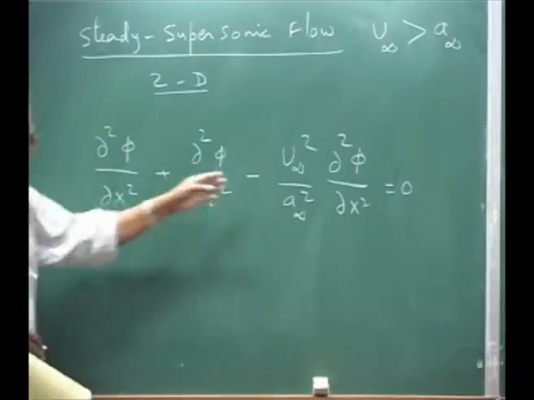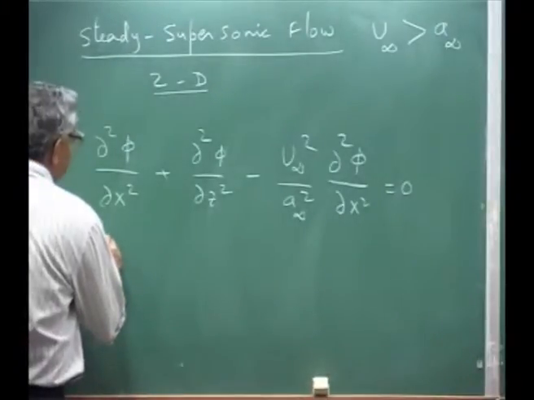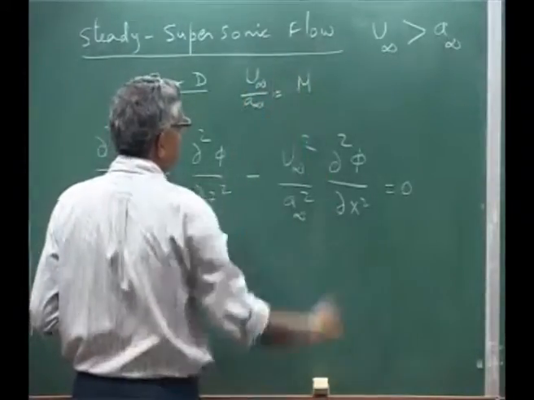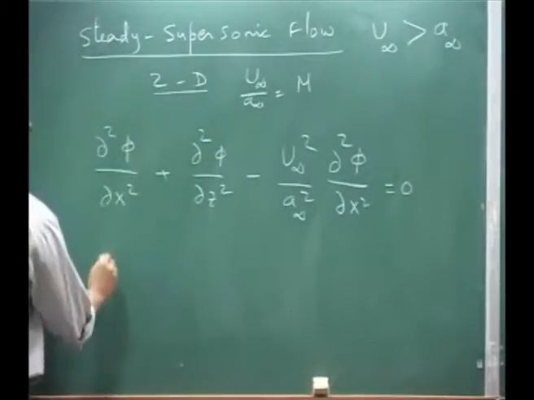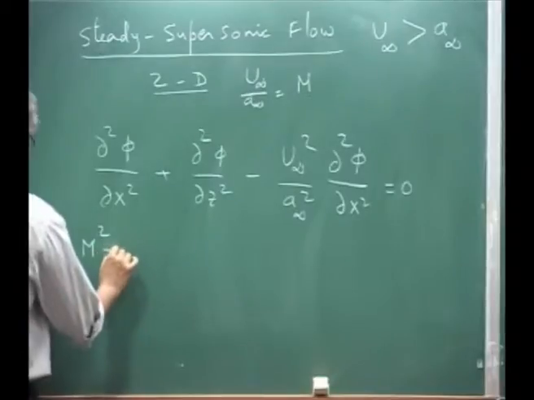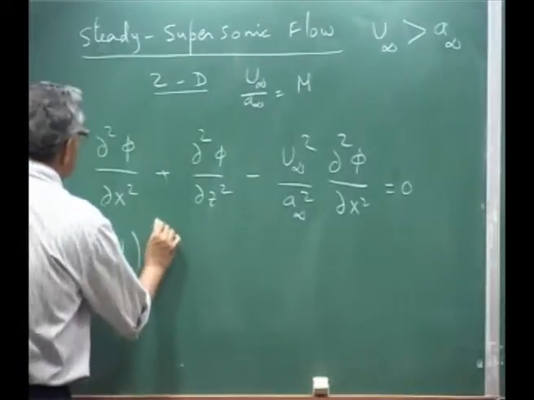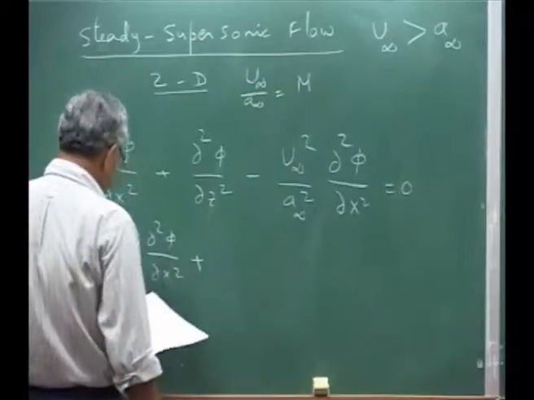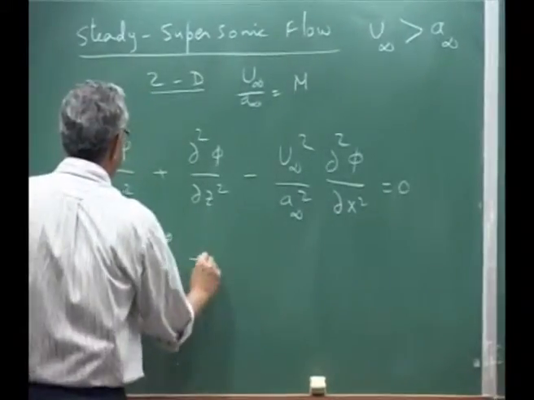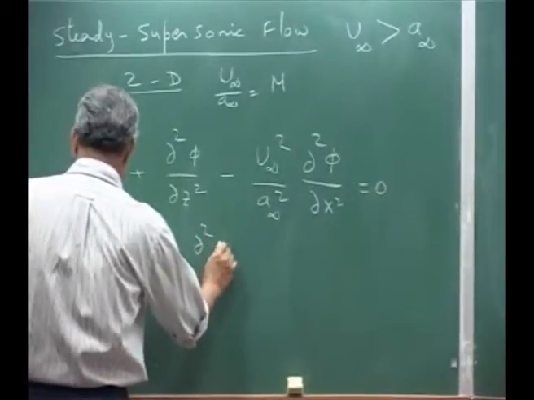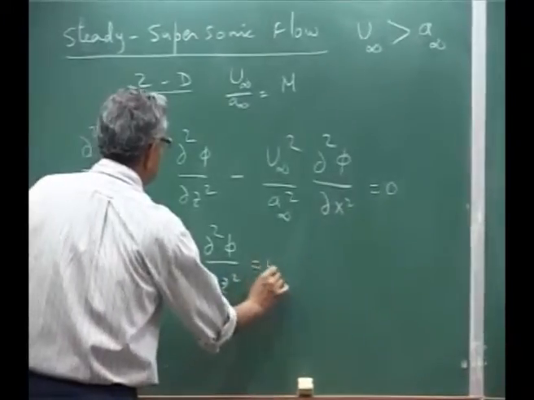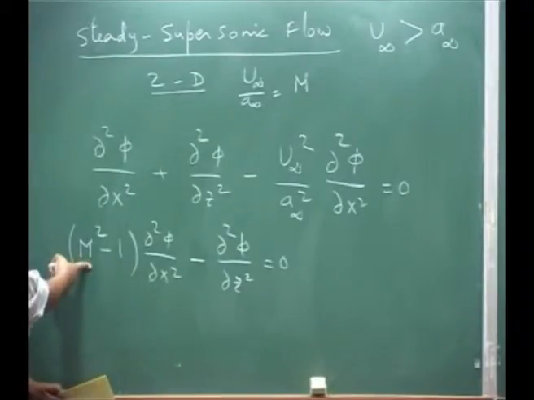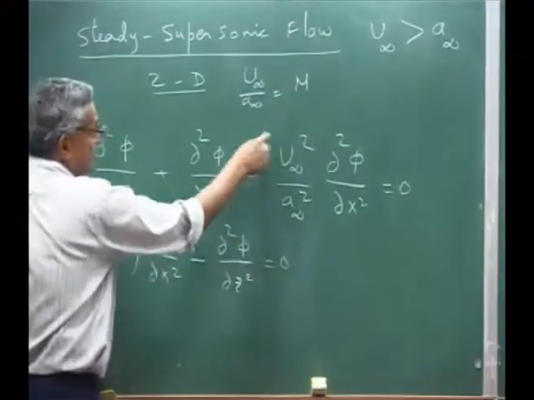Now this equation you can combine this term and write it as U infinity over A infinity, you call it the Mach number M. So you can call it M infinity or M. I am writing (M square minus 1) del square phi over delta x square, minus del square phi over delta z square equals 0. And this term I am going to call beta square, because please note that this is greater than 1.